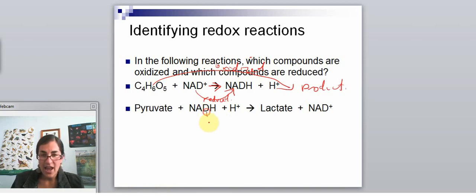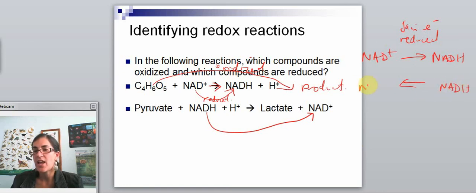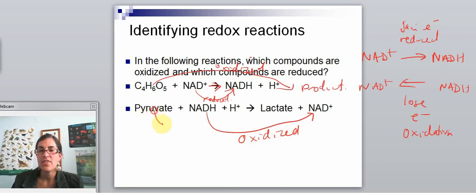If I look down here, NADH is going to NAD+. So we said earlier that NAD+ going to NADH is being reduced. It's gaining electrons. To go the opposite direction, NADH to NAD+ must mean it's losing electrons, and that is an oxidation. So if going one direction is a reduction, going the other direction must be an oxidation. So if this is being oxidized, then this molecule must be being reduced.